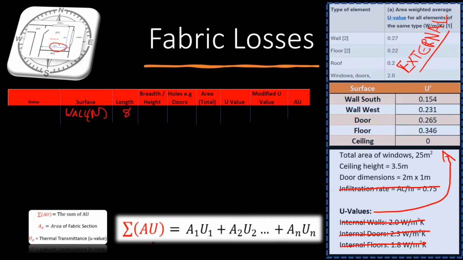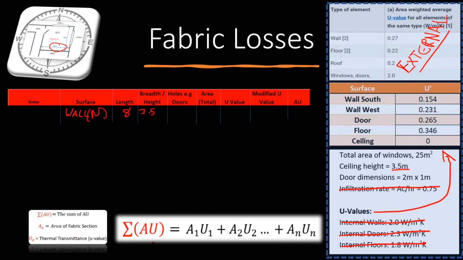Perfect. This is one to watch out for. Sometimes people get confused when they're looking at the 2D layout of the room. That's why I tried to show you that 3D version. If you remember, this wall is going to be 8 meters long, but the height of it is going to be the height of the room, which is our ceiling height, which was given to us as 3.5.